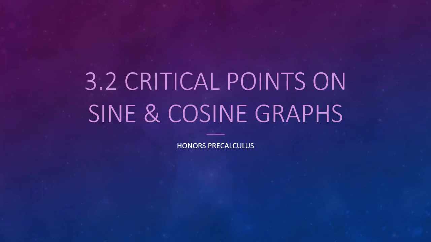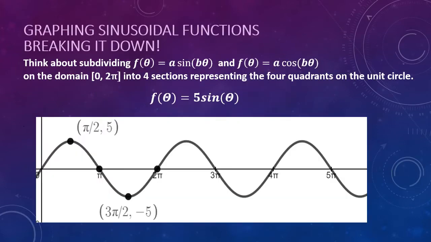Alright, today we're going to talk about section 3.2, the critical points on the sine and cosine graphs. These are going to be things like the location of the maximum, the minimum, and where the theta intercepts are. So if we think about what we talked about yesterday, breaking this down into quadrants, when I take my sine graph and I think, okay, piece 1, piece 2, piece 3, piece 4, representing the 4 quadrants. So these kind of represent quadrant 1, quadrant 2, quadrant 3, and quadrant 4 as we go around the circle and where these are located.